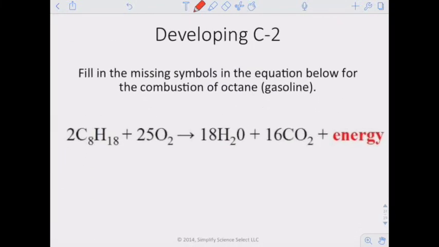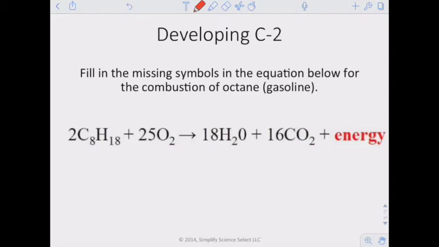Developing level question. Fill in the missing symbol in the equation below for the combustion of gasoline. So when we're looking at this, the one thing that's missing is just a spark. We need the spark there to ignite that gasoline so it can produce that H2O, CO2. And so all we would do is represent the spark. Just put the triangle above, saying it needs a little bit of heat, a little bit of energy to help the process along.